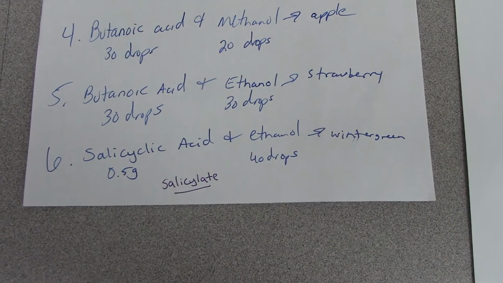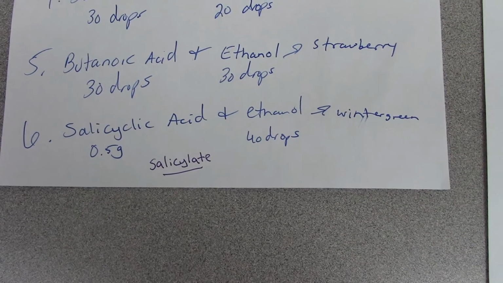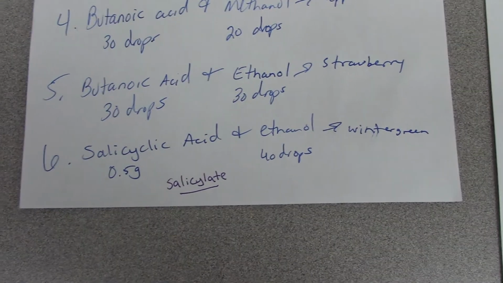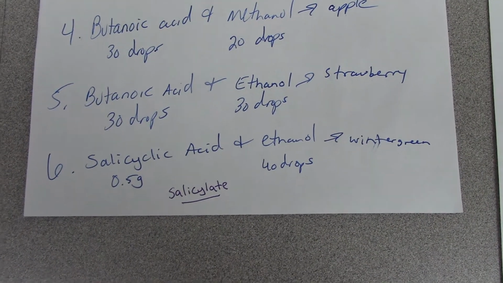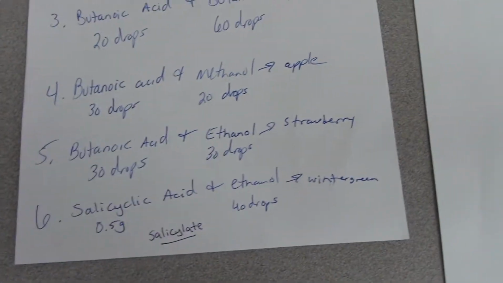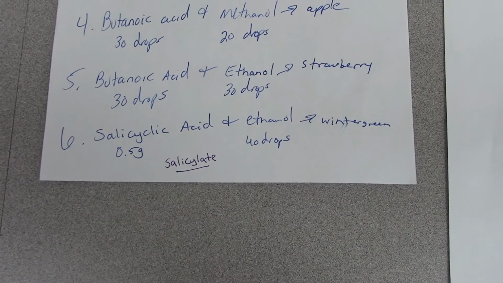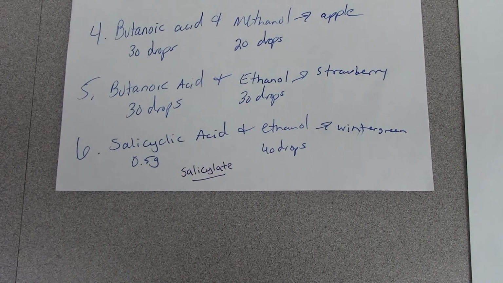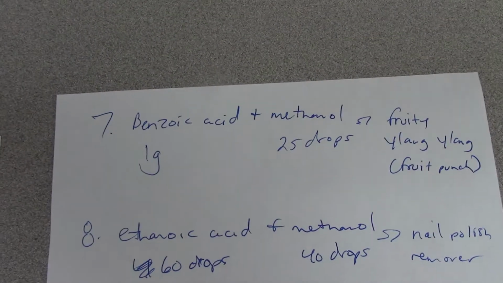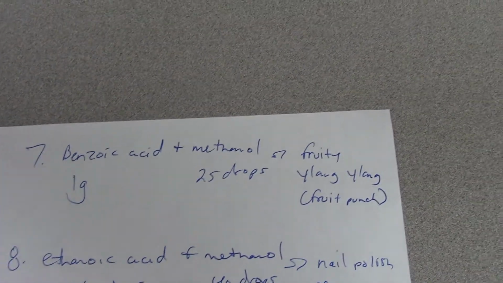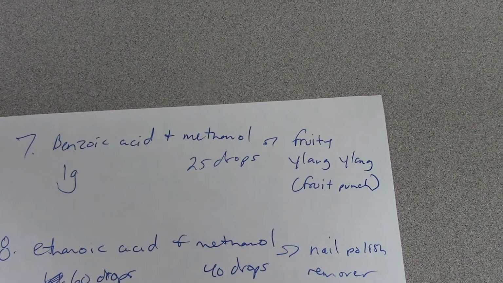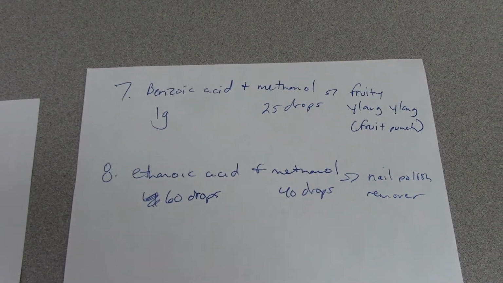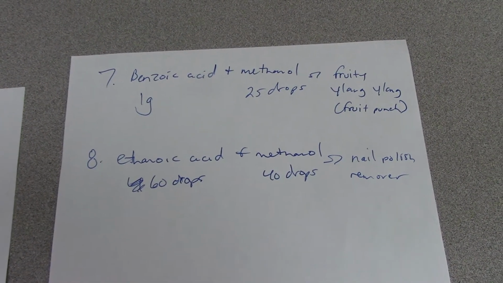All you fellas who appreciate the wintergreen flavor: salicylic acid plus ethanol. I'm actually going to use salicylic acid plus methanol for this one. So you can use methanol or ethanol for equation number 6. I don't really care. Benzoic acid plus methanol is going to make this fun little flavor called fruity ylang ylang, and that's fruit punch. Ethanoic acid plus methanol is number 8.